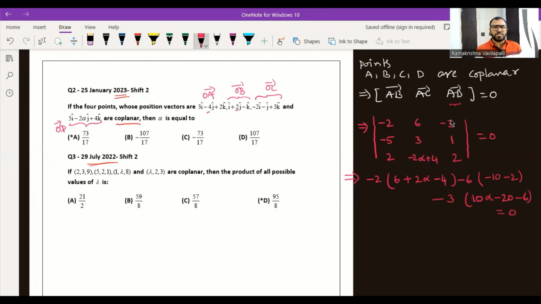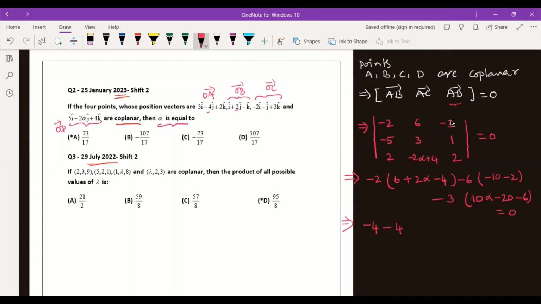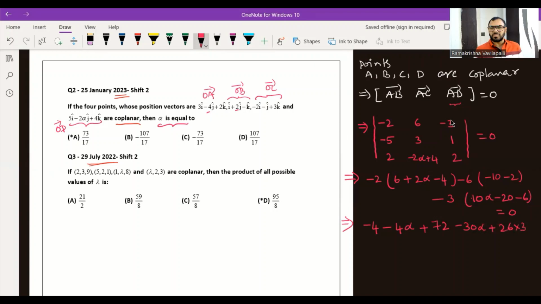Now they are asking what is the value of alpha. Very simple question. So this implies just only the simplification part is left. So here you see this is 6 minus 4 is 2. So minus 4 alpha. And this is minus 12 into minus 6 plus 72. This is minus 30 alpha plus 26 into 3 equal to 0.